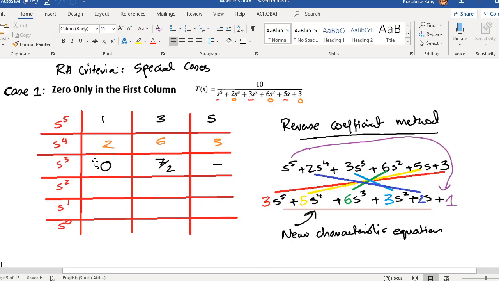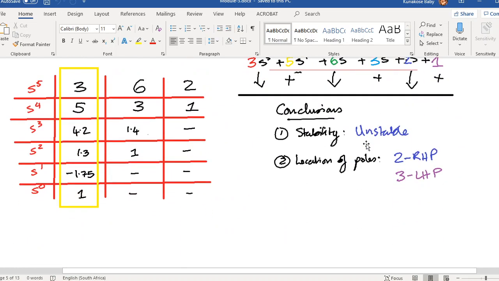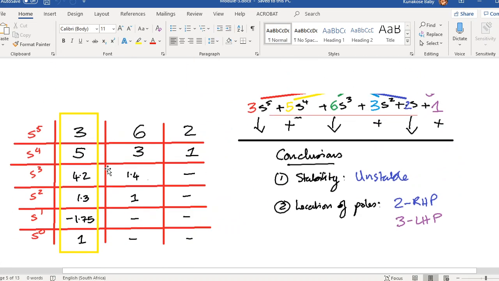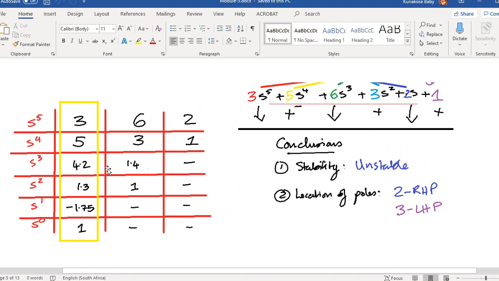So whenever you're doing a calculation and you see that there is a 0 in the first column, we can reverse the coefficients of the characteristic equation, and after reversing the coefficients, we can then create a new Routh table and continue with our analysis. The most important thing to note here is that you need to leave the Routh table where you got the 0 in the first column, and then continue and do the second one. So both the Routh tables should be shown on your answer script.